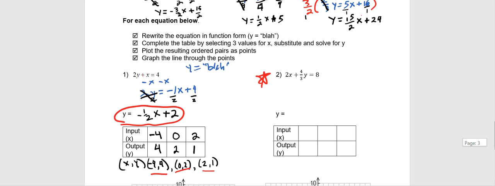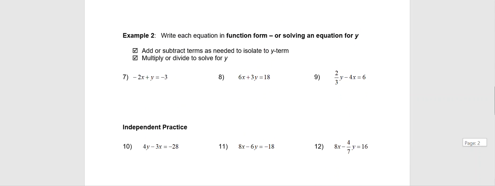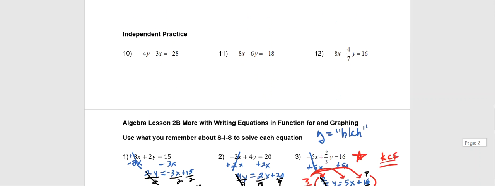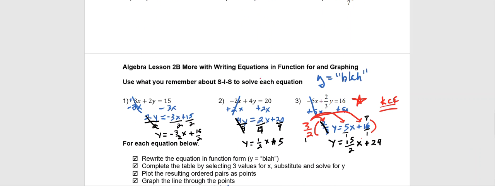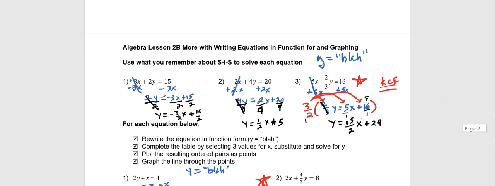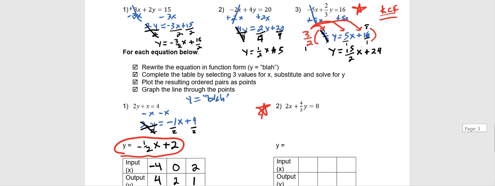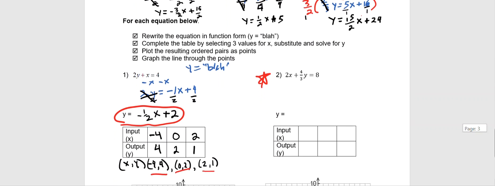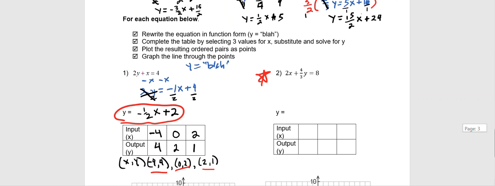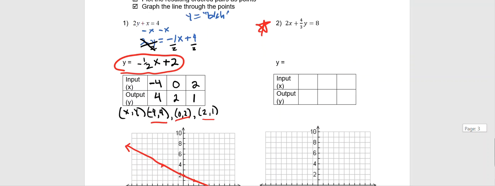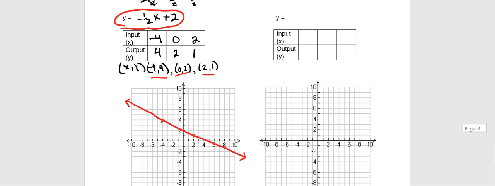So this is a really long video today, okay? But it walked you through and gave you some additional practice with writing equations in function form by solving for y equals blah. And after you write the equations in function form, it extended into finding ordered pairs for the equation so that we could plot those ordered pairs and graph the line. So we'll do more practice with this in class tomorrow, but this should be a good starting point for you.